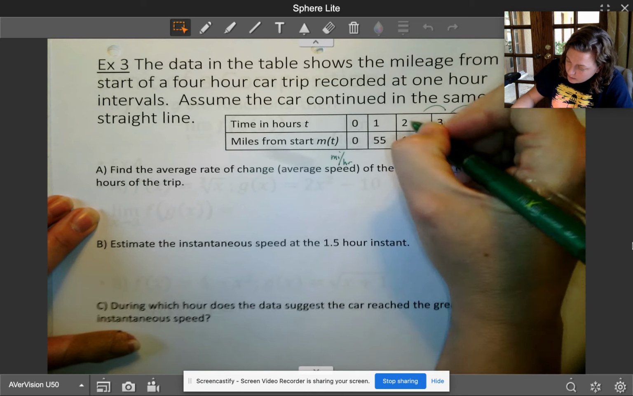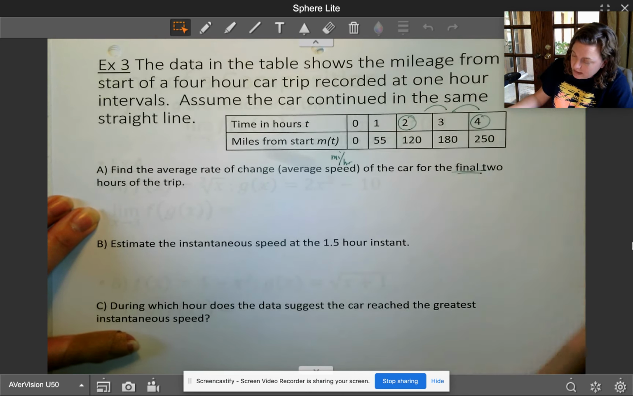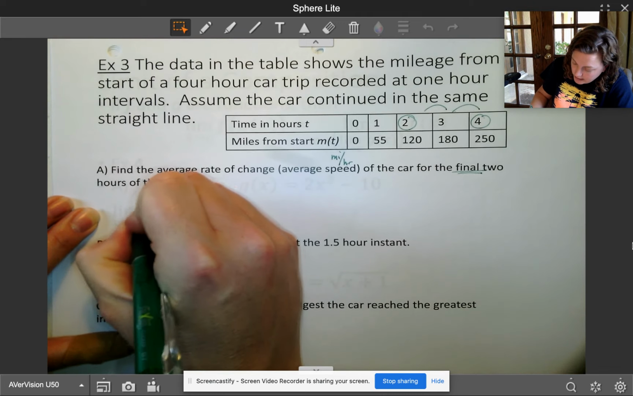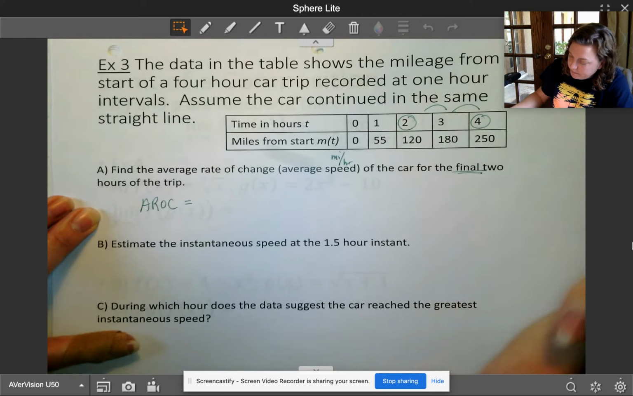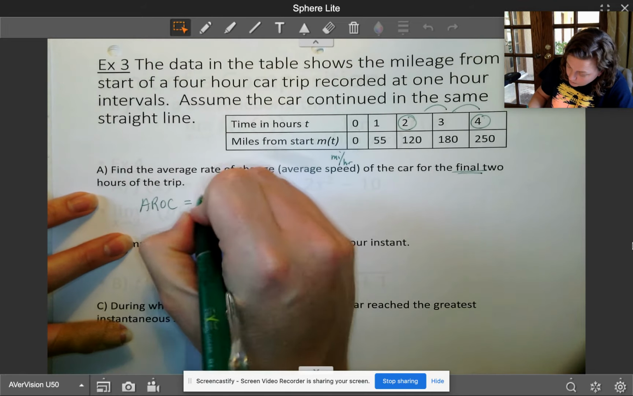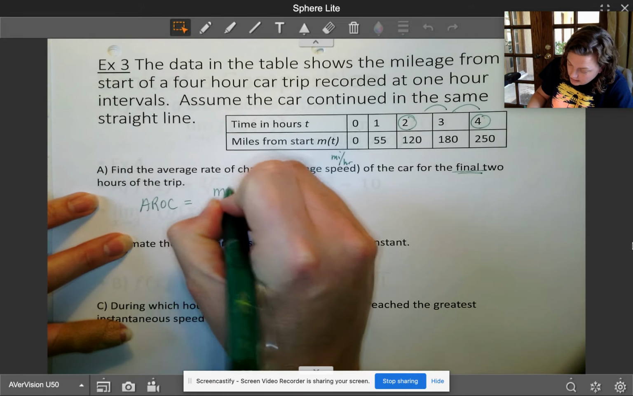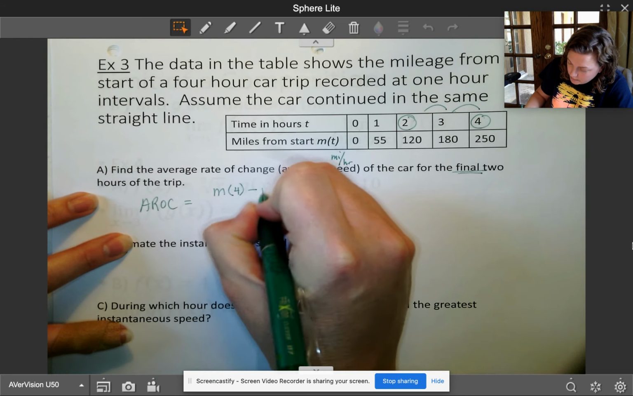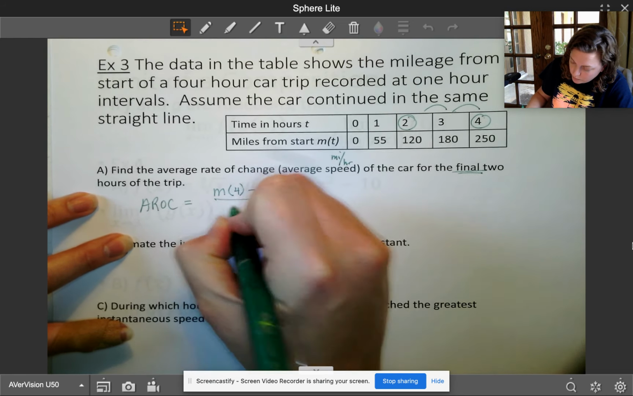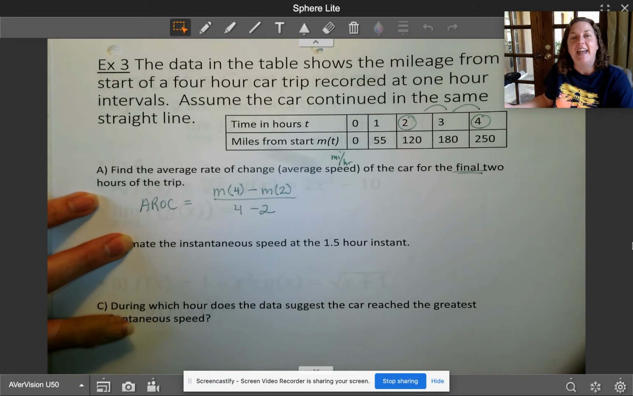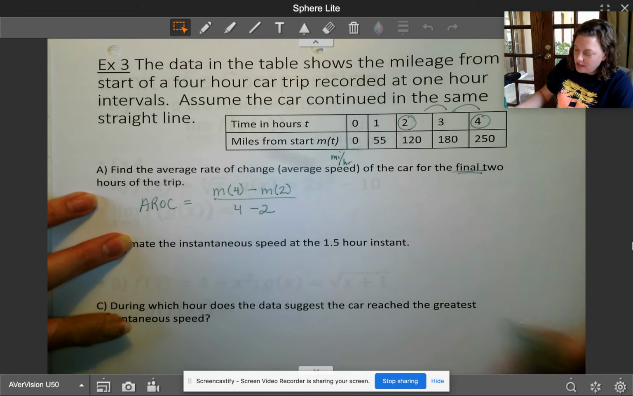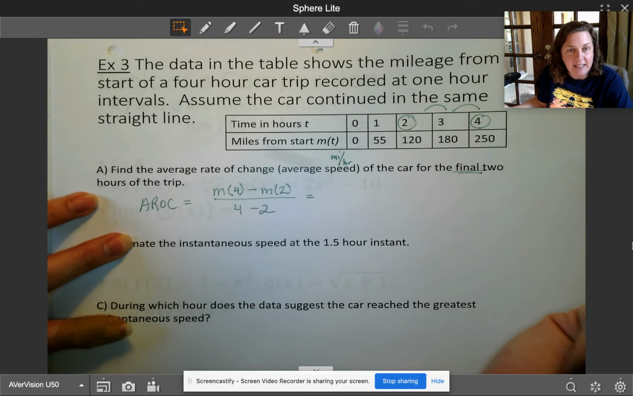So the final 2 hours of the trip, starting at 2 and ending at 4, we want to find the average rate of change. If you wanted to write it using fancy notation, that would be M of 4 minus M of 2 over 4 minus 2. That would be the best notation to use. And that is, again, the difference quotient.